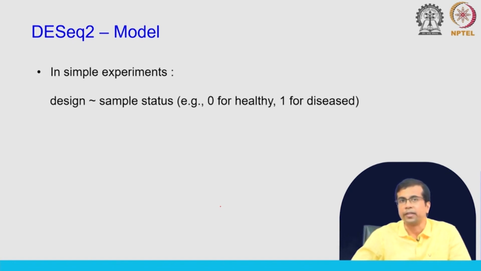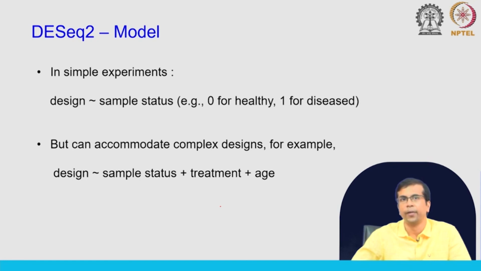So, in simple experiments, this design matrix is usually sample status, and you can say this is 0 for healthy and 1 for diseased. Okay. You can also accommodate more complex designs, right, because this is a generalized linear model. You can have multiple factors, not just healthy and disease. You might add, let us say, some treatment. For example, in some disease some patients have some treatment, so you are using that treatment data, and maybe the age of the patient is also important for this analysis. So, you can add age also, and you can see which of these factors probably affect the expression.